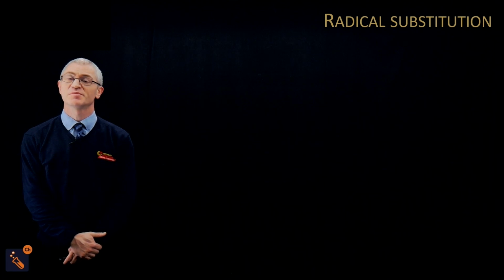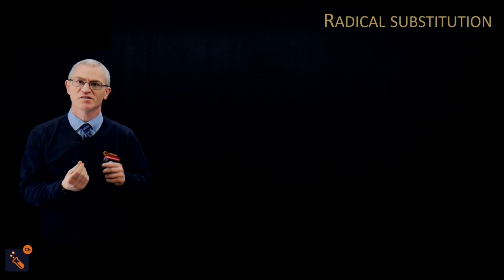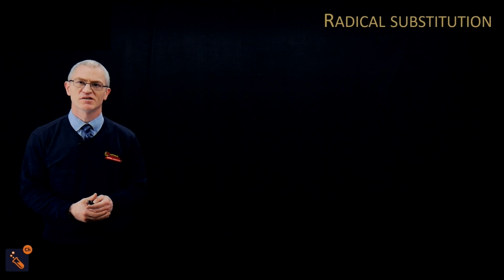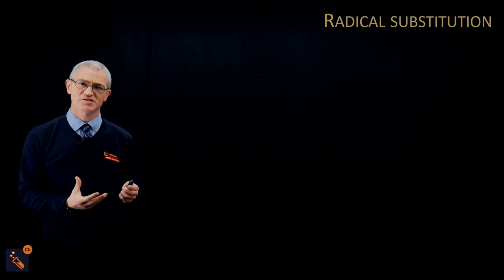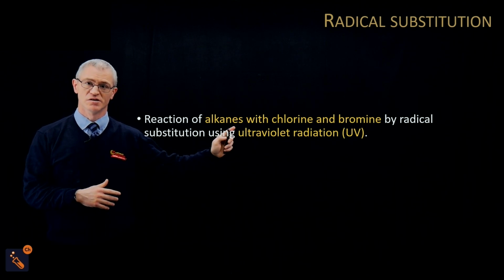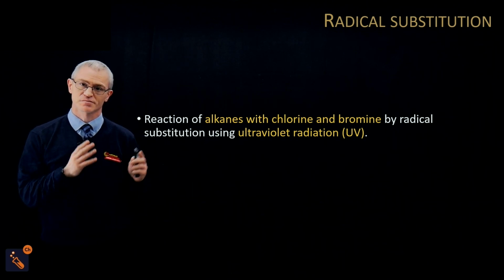Our next reaction is going to be radical substitution. Substitution where you take an atom and replace it with another atom, and radicals unpaired electrons. If you're not sure about those, go back to our previous video on radicals where you can find out more about them. Now, the reaction is between any alkane you want, with a halogen, and in your course it will be chlorine or bromine.